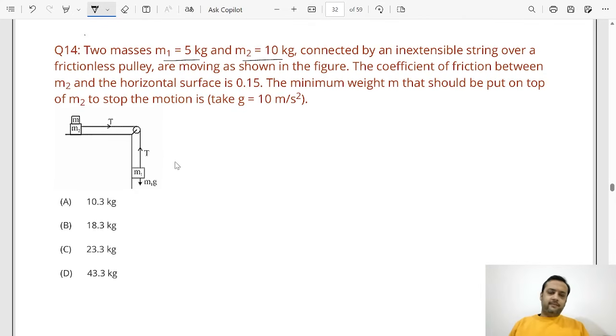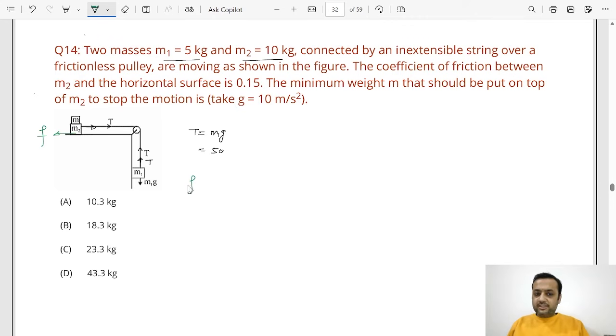So look, basically we do not want motion to happen. That means the entire system should be at equilibrium. Now look, the value of m1 is 5g. If you do not want m1 to move, then this tension T should be equal to m1g, that means 50 Newton. The same tension will act on this system, m plus m2, and obviously the reverse force of friction should be able to balance this tension.